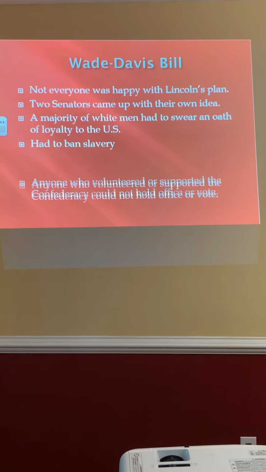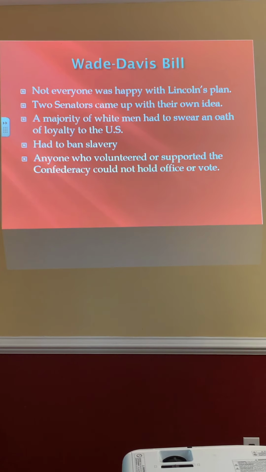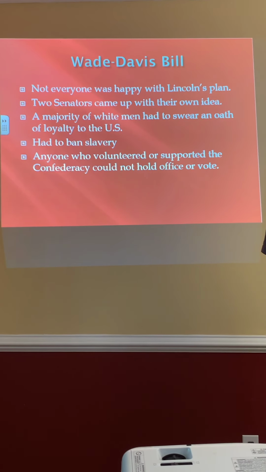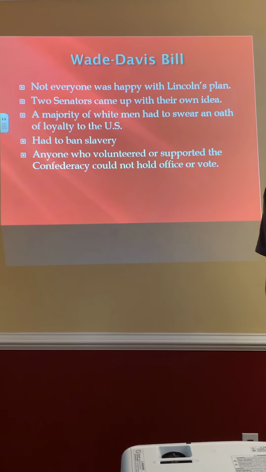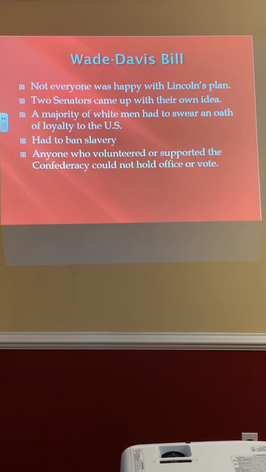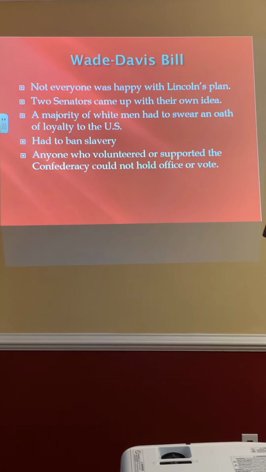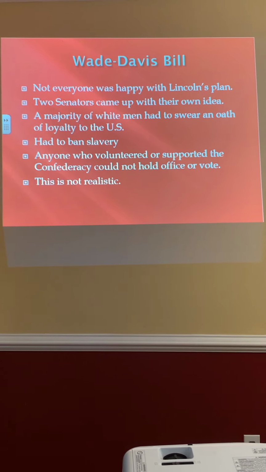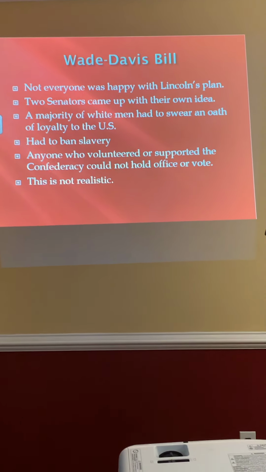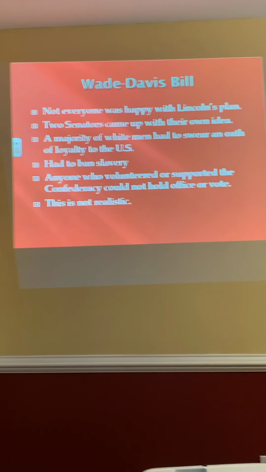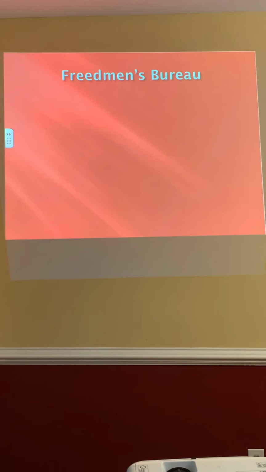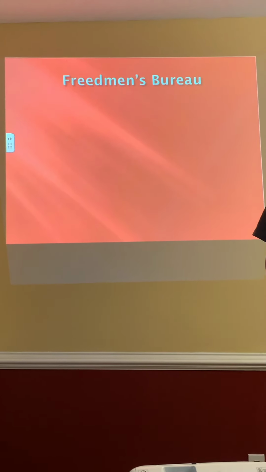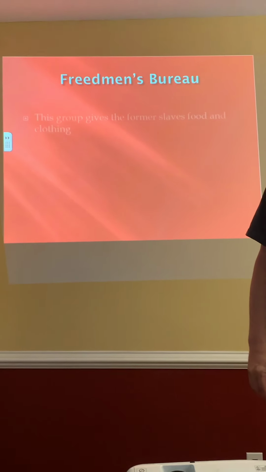They had to ban slavery, and anyone who volunteered or supported the Confederacy could not hold office, which is a whole bunch of people. They really wanted to disenfranchise a whole bunch of people, make sure that they couldn't participate in government anymore if they had supported the Confederacy at all. It's not a realistic plan. It just can't happen. There's going to be a whole bunch of stuff that happens to the Wade Davis bill. It doesn't work out. But that's one of the plans. So we have Lincoln's plan. We have the Wade Davis bill.